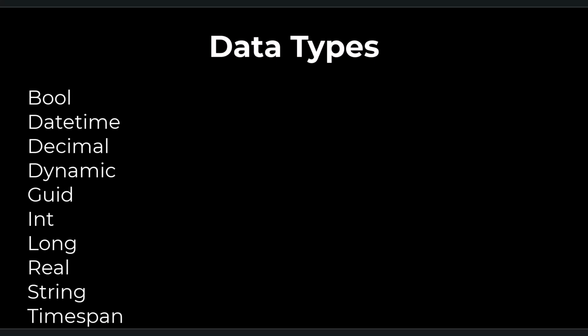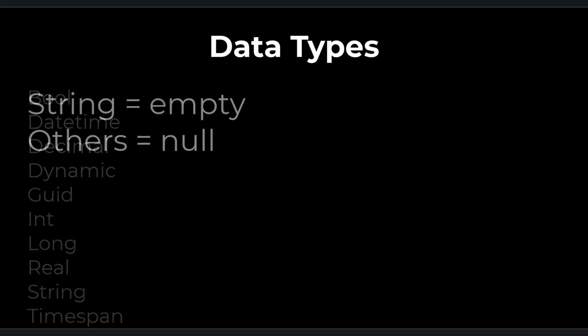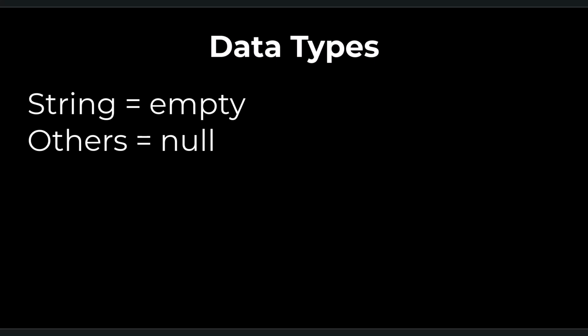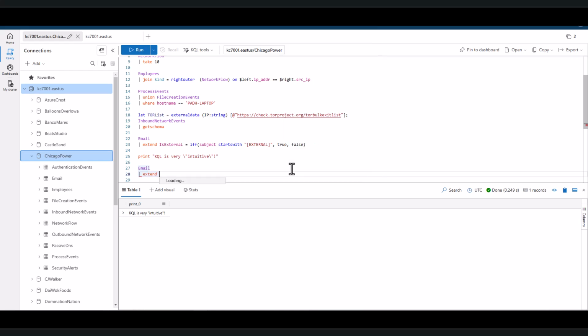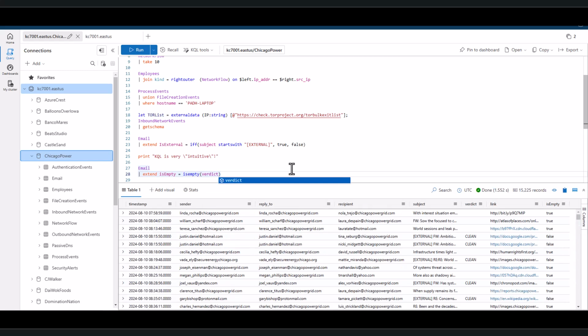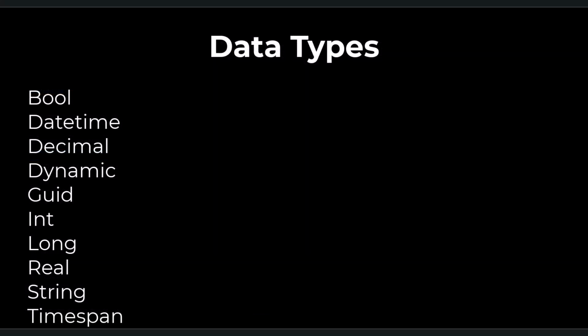Sometimes the field has a record with no values in it. If the data type is a string, then the field is considered empty. If the data type is anything other than a string, the field is considered null in KQL. In this example, we're creating a new field called isempty and using the isempty function to identify a Boolean true-false value, whether the verb field is empty or not. You can also use isnull depending on the data type. There's also functions for isNotEmpty or isNotNull, depending on your use case.